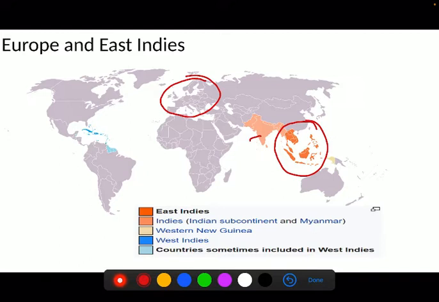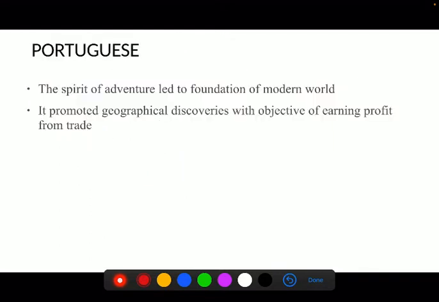East Indies mainly covered countries like Indonesia, Java, Sumatra. So this is the East Indies part of the world. I think this is clear. So let's move towards the European penetration in the world. The first country which came to India is Portugal. I would like to start with the story of why the Portuguese came to India.